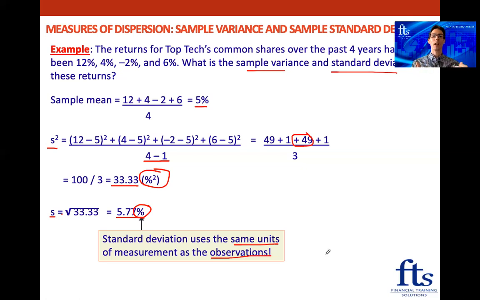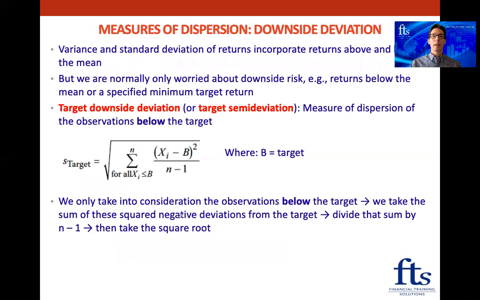As with the MAD, the higher this number is, the higher the risk, because the more the observations are deviating around the mean. So the higher the number, the higher the risk. The lower this number is, the lower the risk, because the less the observations are deviating around the mean. Great. And now we're going on to downside deviation.